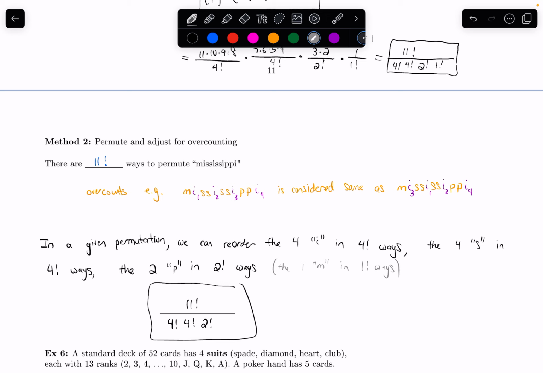So I'm going to box this. If I wanted to also divide by 1 factorial for the M, I could, but 1 factorial is just 1. So whether I include it there or not doesn't really make a difference.